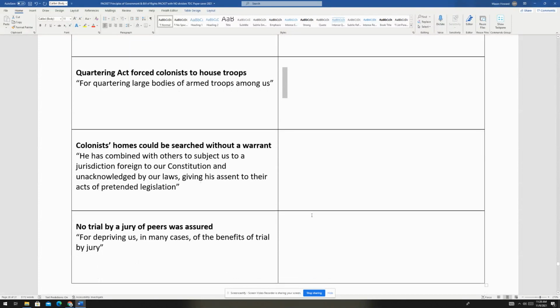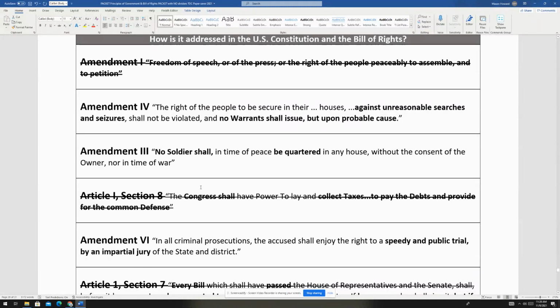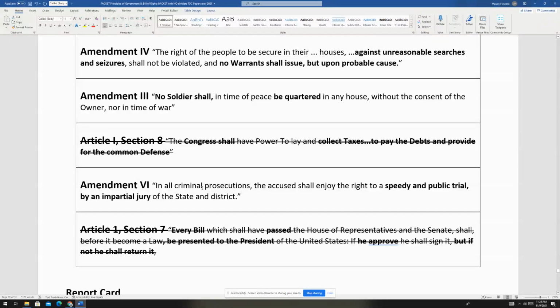Okay. Colonists' homes could be searched without a warrant. People just search your things. Any British soldier could just go through your stuff, take your things. They don't need any reason, nothing. They just do it. How did we make sure that our new government could never do that without a warrant? Well, we made a rule for it because we're making a new government. We get to make the rules. That's the Fourth Amendment. So against unreasonable search and seizures, you'll write that.